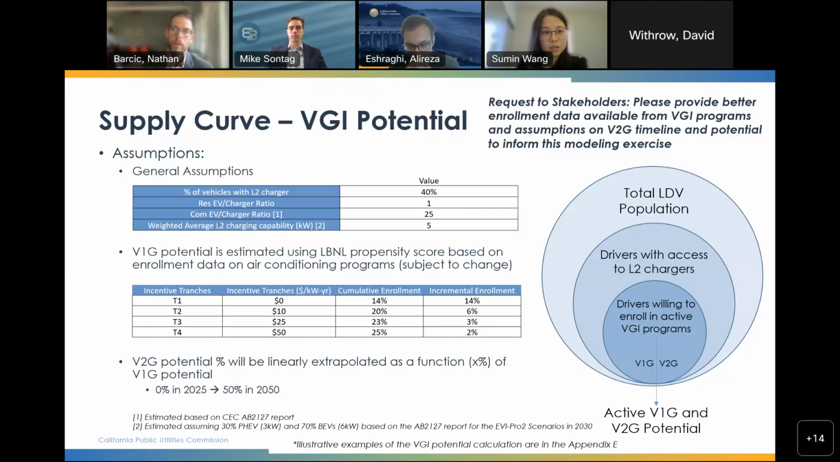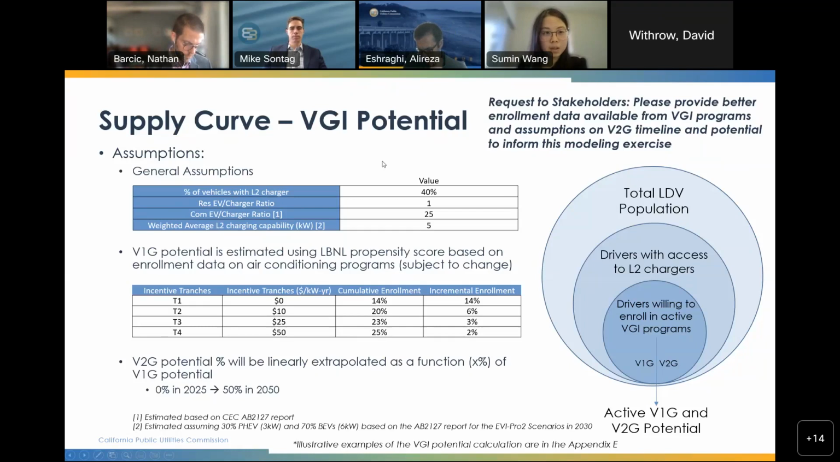We acknowledge that this is actually not the best data to use because it's based on air conditioning program data. So this is the place where we sincerely request inputs from stakeholders to provide us better data available from VGI programs to help us better develop those enrollment assumptions. To give you a sense of what data we are looking for, we are looking for inputs on at what incentive level, how much enrollment you can achieve. For example, the example at the bottom shows that at zero cost, you can potentially get 14% of the people to participate in the active VGI program. And if you give an additional $10, you can increase the enrollment by an additional 6%, and so on.